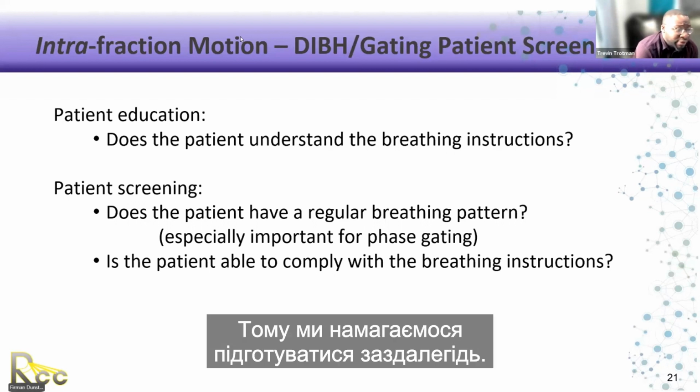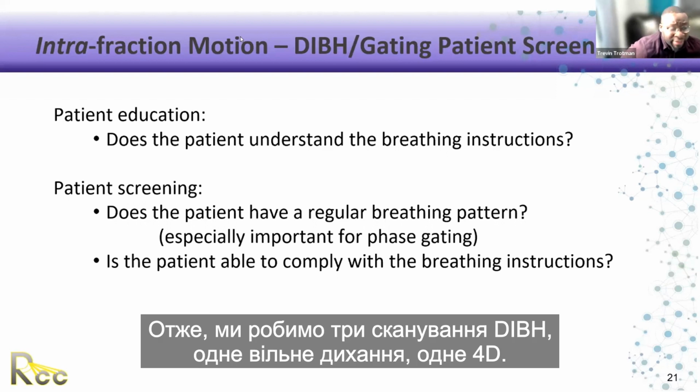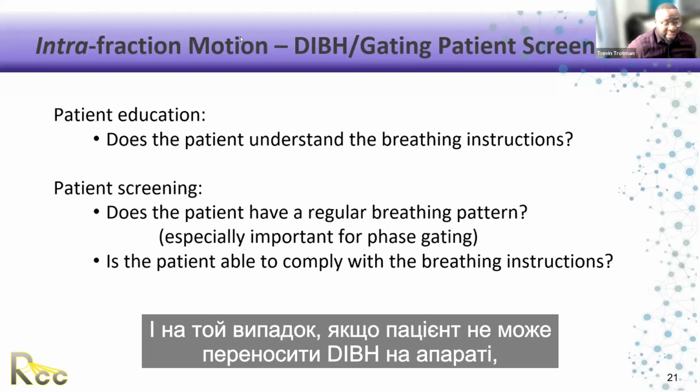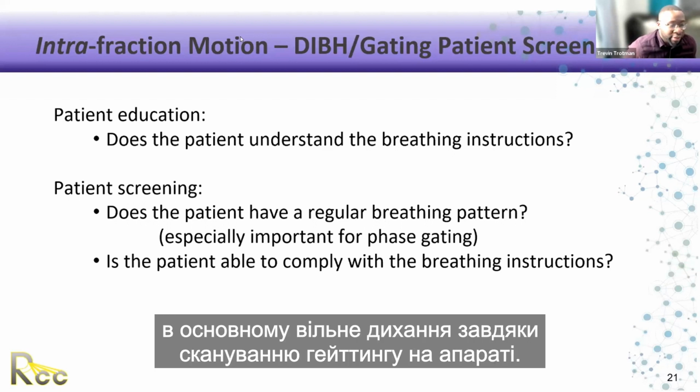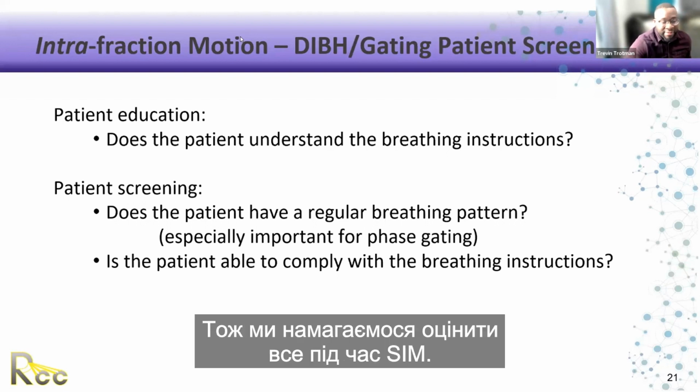So what we'll do is we'll take like 3 DIBH scans, 1 free breathing, 1 4D. And just in case the patient cannot tolerate DIBH on the machine, they're able to go free breathing or gating, basically free breathing because of that gating scan on the machine. So we try to assess everything at the time of SIM.